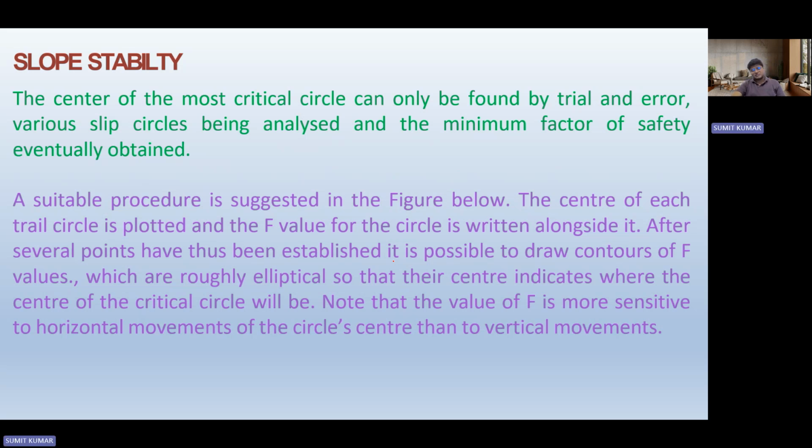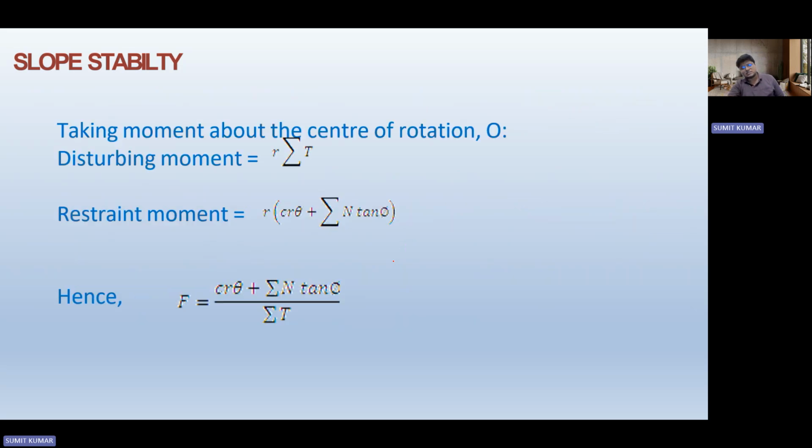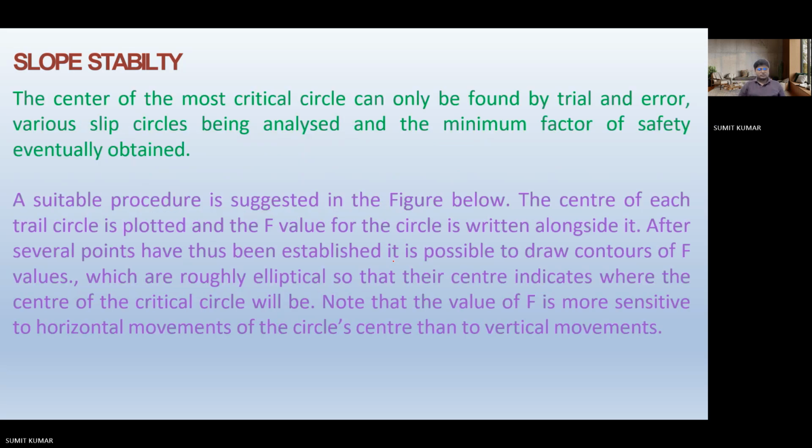But when the angle of internal friction is also there, we use this correlation to calculate the factor of safety. Now, the other point which is important to mention over here is that the center of the most critical circle can only be found by the trial and error method, with various slip circles being analyzed and the minimum factor of safety eventually obtained. A suitable procedure is suggested in the figure below.